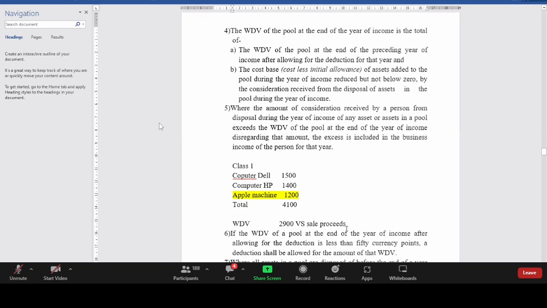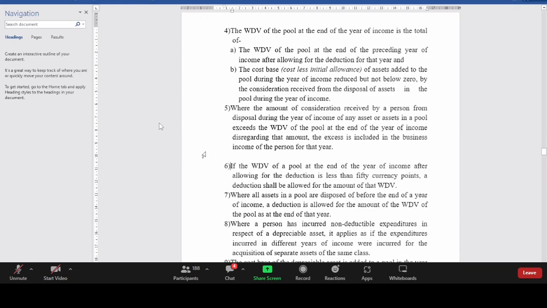Now we compare the sale proceeds versus the written down value of the pool. If there is any over and above, guys, it becomes an income. We will consider the whole pool, not one individual asset, unless the whole pool is fully sold. In short, we compare the entire pool, not one individual asset. We are going to say that in doing our computations.